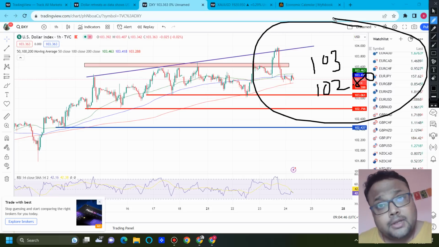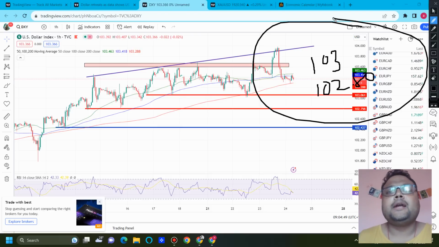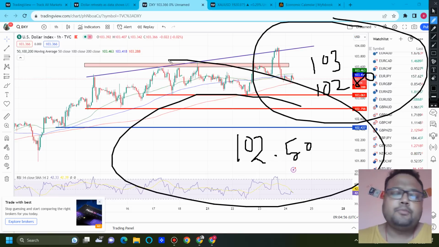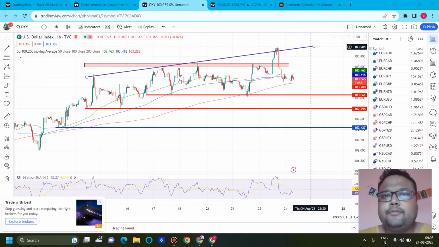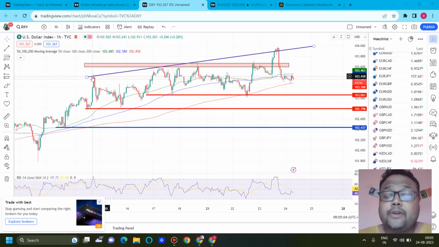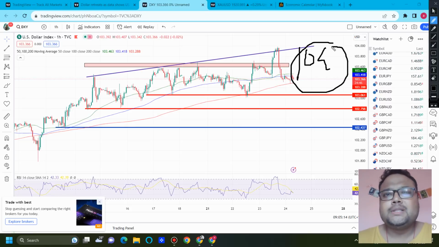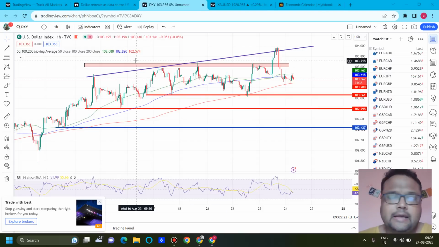In case DXY drops before the news, we can expect the market to take support around these areas. And after news, obviously we have 102.50 as the biggest support on the chart of the dollar index. If you're wondering about resistance, you can see that I have drawn a trend line. The trend line is acting as dynamic resistance, but I don't think in this situation the market has the strength to cross 104. So 104, 104.10 is the next resistance on the chart of DXY if the dollar index shows upside before the news. After news, I cannot predict.